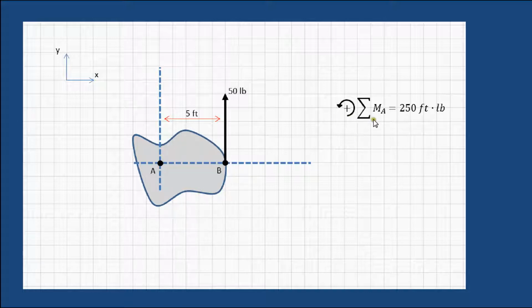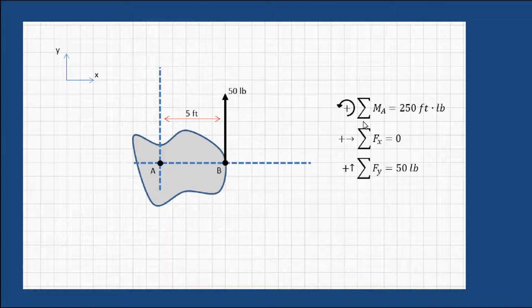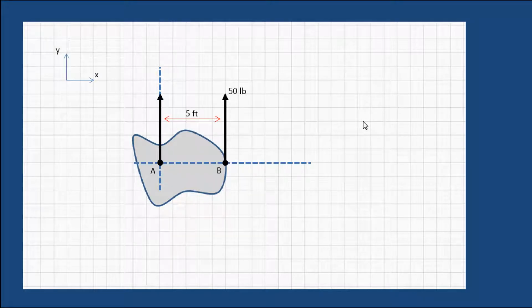And we find that we have a total moment about point A of 250 foot-pounds. Again, we recognize our designation of a counterclockwise rotation as being positive. Now the sum of the forces in the x direction for this force system is 0, and the sum of the forces in the y direction for this force system being applied to the rigid body is non-zero, it's 50 pounds.